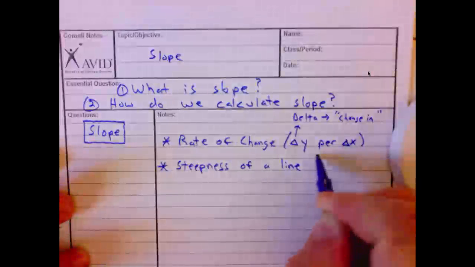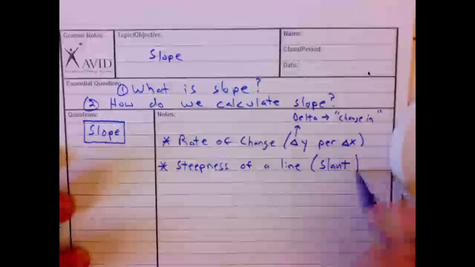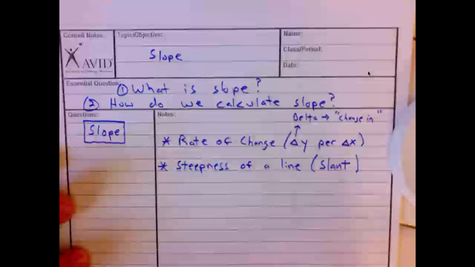Next, we will think of slope as steepness of a line. And by steepness, I mean the slant. Is the line slanted up? Is it slanted down? And how much?